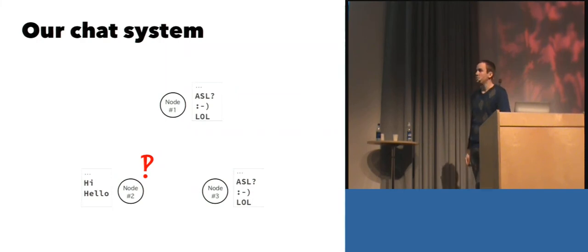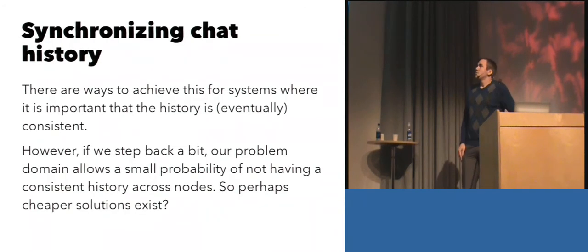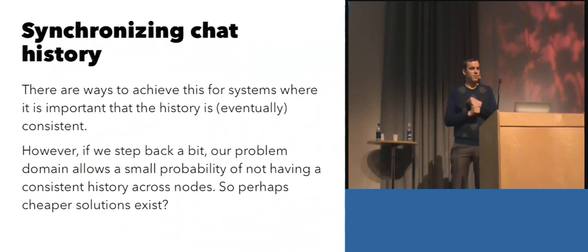Node 2 comes back up and, whoa, maybe I'm out of date. Here it is. It has basically lost a bunch of messages. So synchronizing this is really a solved problem. There are ways to achieve this where it's really important that the history is eventually consistent.